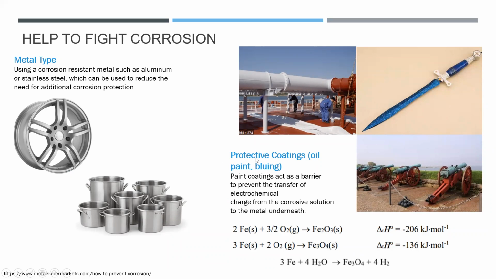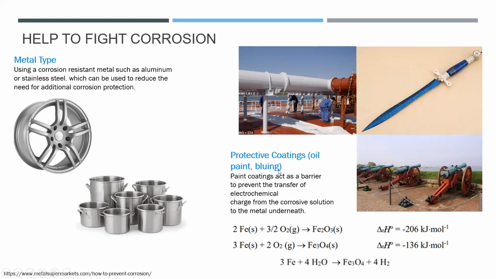Then we talk about protective coating. There are two ways for this. First is oil painting. It's commonly used in the petroleum industry to put a cover on the tube to block the transfer of electrons.